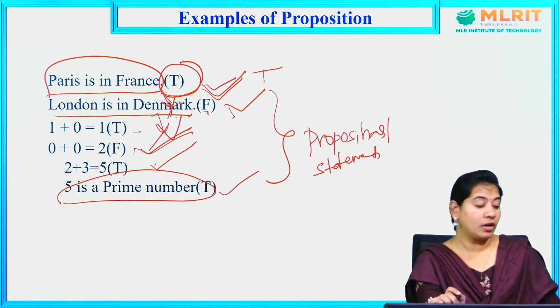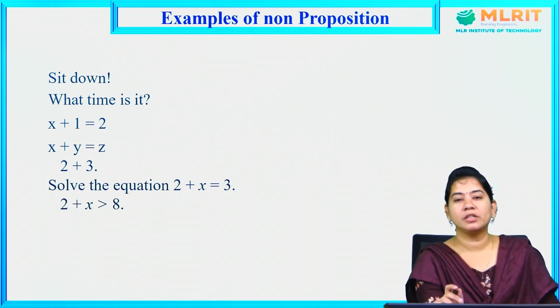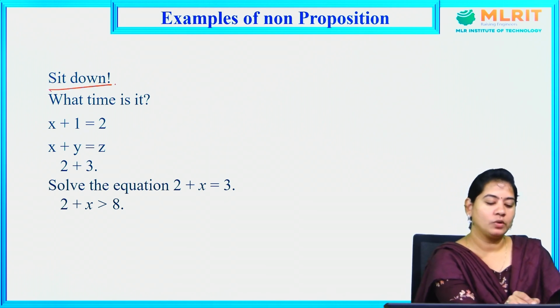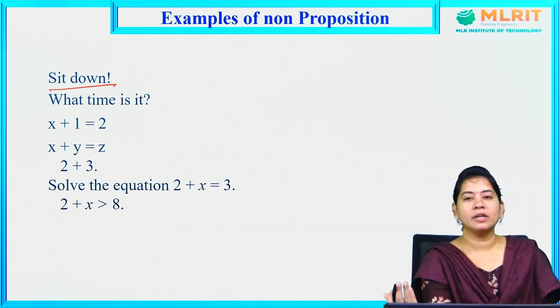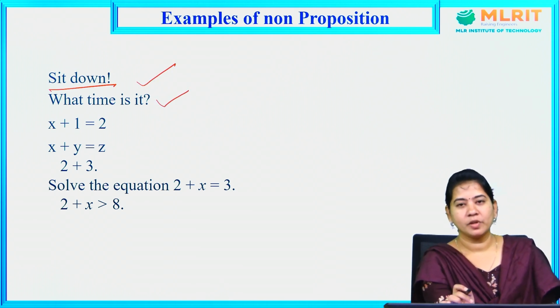But what are not propositions? Let us see some examples of what are not propositions. Here, if you observe, sit down. This is not giving any information. It is just saying sit down. And next we have, what time is it? It is just asking, it is not giving any information here.